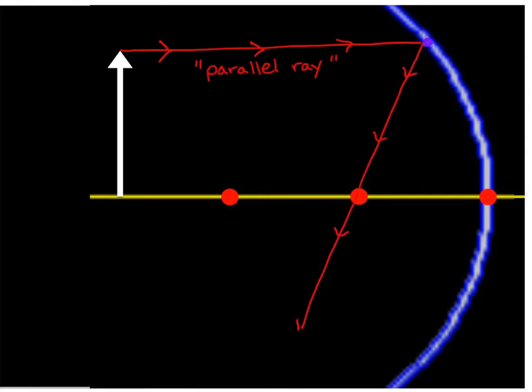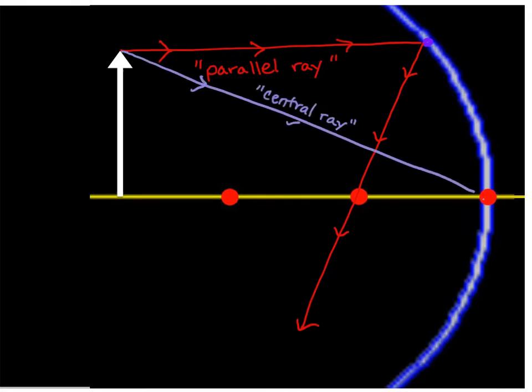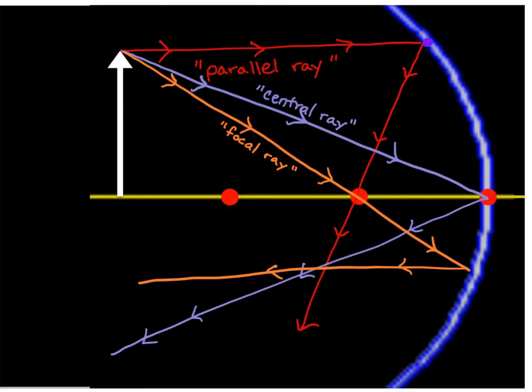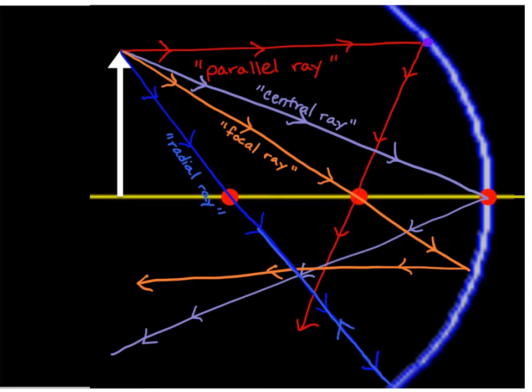The central ray, which is incident at the vertex. The focal ray, which comes from the tip of the object through the focal point and then reflects off of the mirror so that the reflected ray is parallel to the principal axis. And the radial ray, which comes from the tip of the object, passes through the center of curvature, and continues on to the mirror. When it hits the mirror, it reflects back in exactly the same direction that it came.